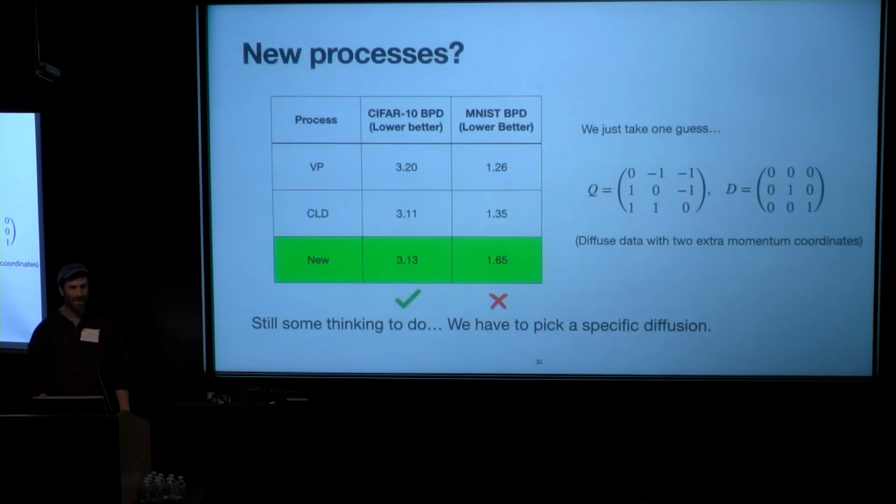And the first thing that you might be curious about is just to write down a random Q and D matrix and just try to optimize the diffusion model. So I literally put some 1s and -1s in these matrices. And then we get a third process, doesn't have a name, just new. It happens to be about the same as CLD on CIFAR, and then a bit worse on MNIST.